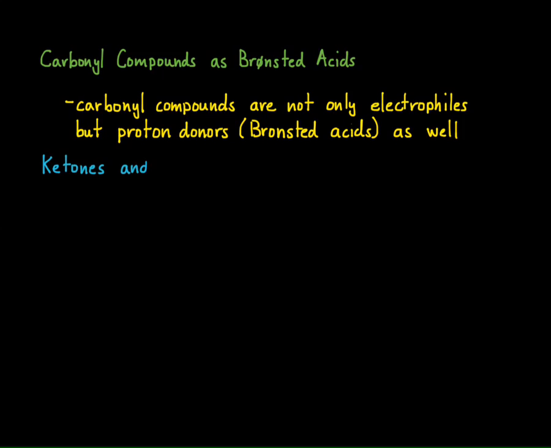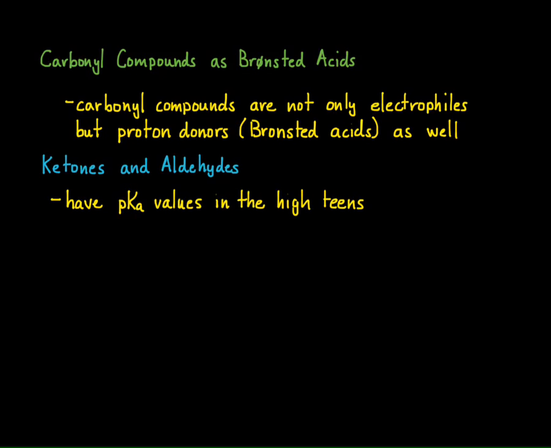So the first carbonyl compounds we're going to look at are ketones and aldehydes. Now ketones and aldehydes have pKa values that are typically in the high teens. We can see this with acetaldehyde. If I determine the pKa of acetaldehyde, I see that it has a pKa of 16.7. Likewise, acetone, so dimethylketone, or 2-propanone, has a pKa of 19.3. So you see that both of these are typically in the high teens, between 16 and 19 as a pKa.